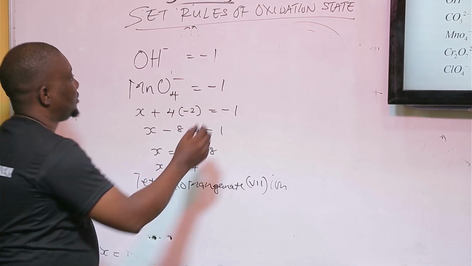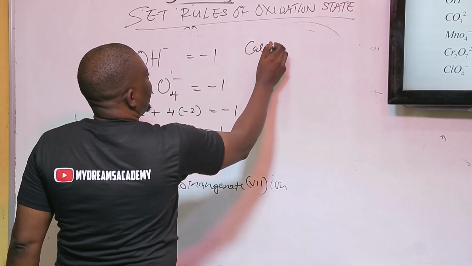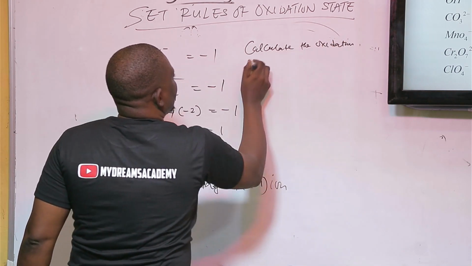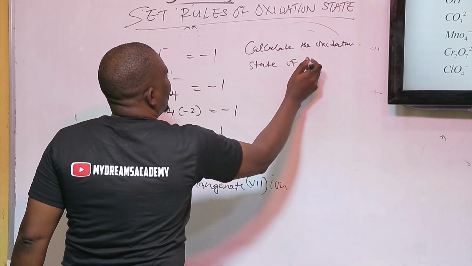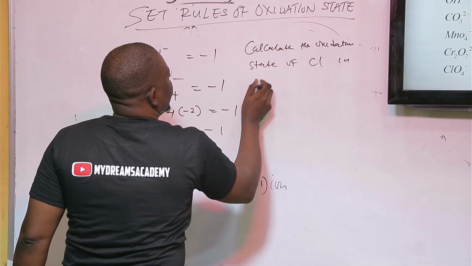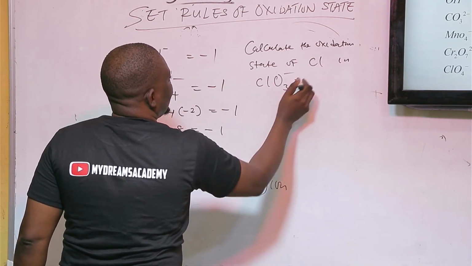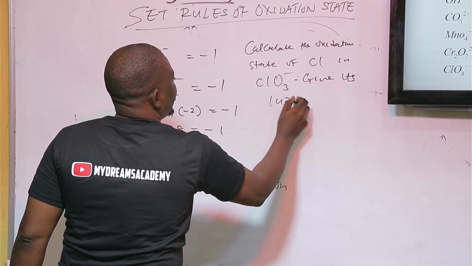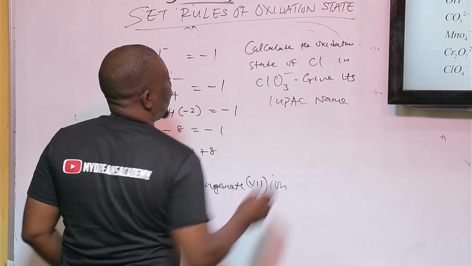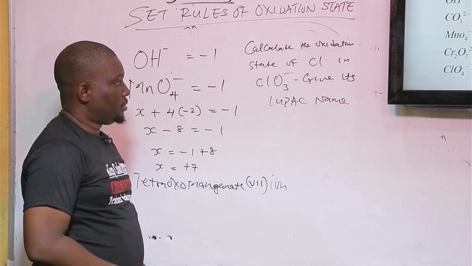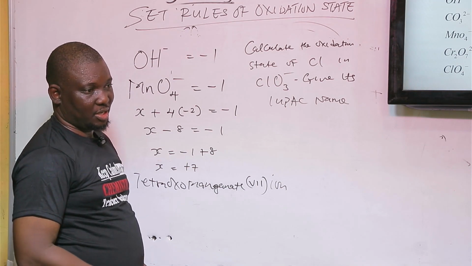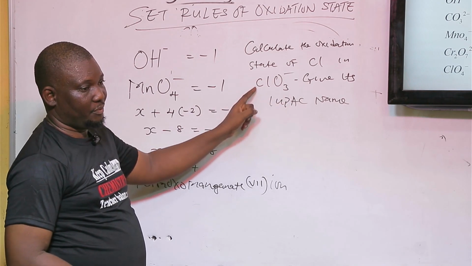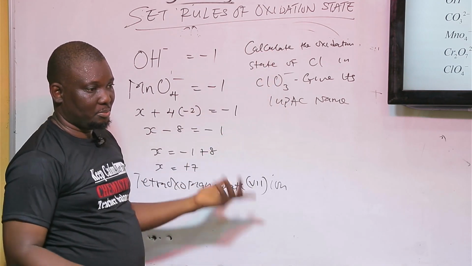Okay, do this quickly. Calculate the oxidation state of Cl in ClO3 minus. Give its IUPAC name quickly. Sometimes when you're given something like this in an objective, you don't even need to solve it. Just think about what would be here. After multiplying this, you have minus 6. What number, if you add it to minus 6, gives you minus 1? That number is what? Plus 5.